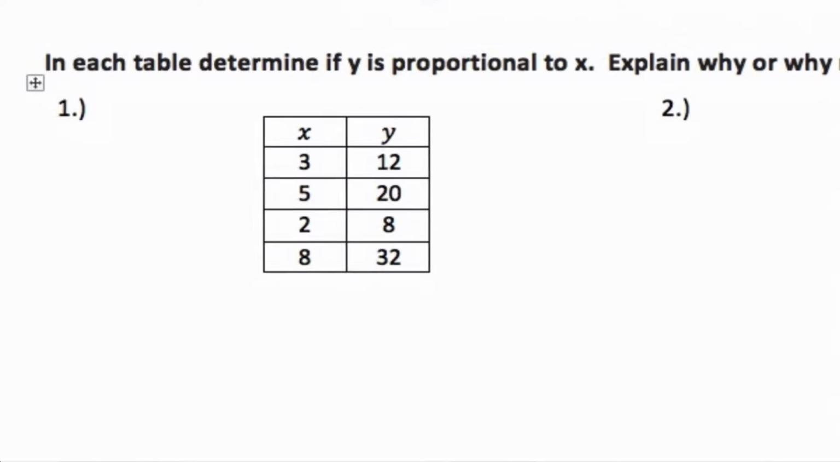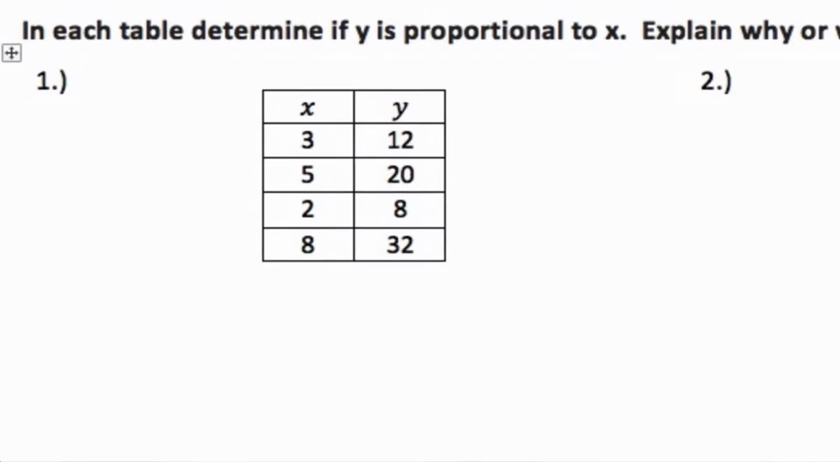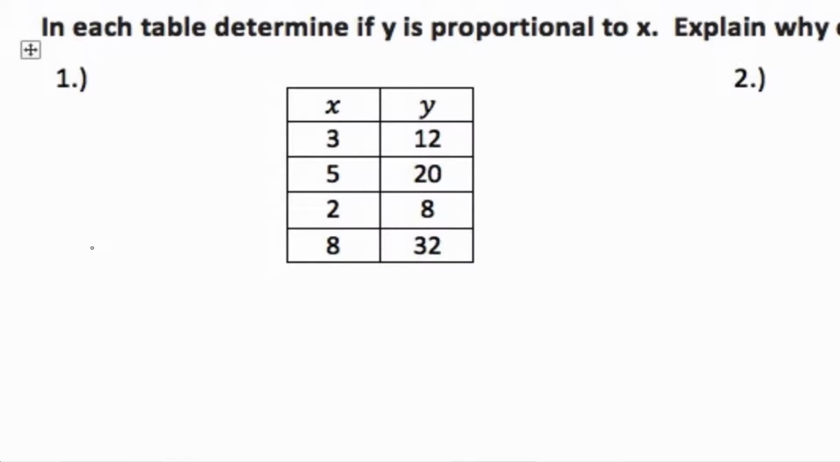So number 1 is in a table, and it's asking us to determine if y and x are proportional. One of the things you might do is grab a pencil and start looking for the change in y over the change in x, right? We call this the rate of change. And so let's give it a shot.